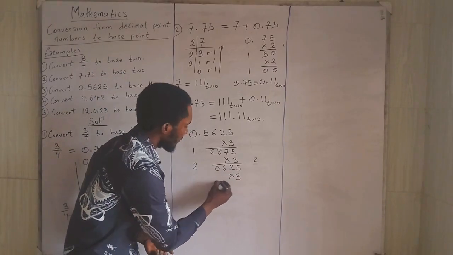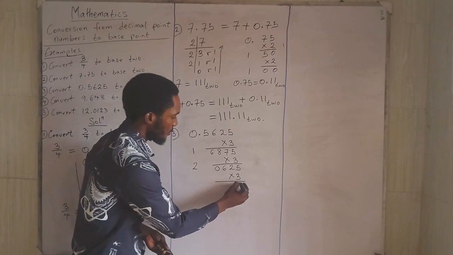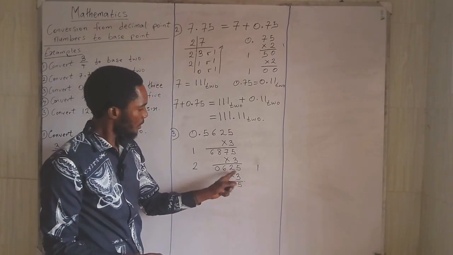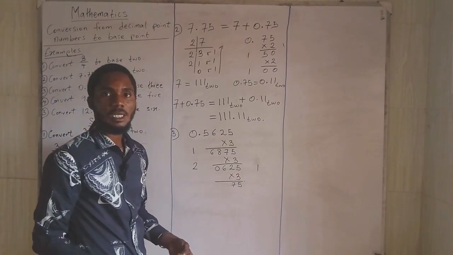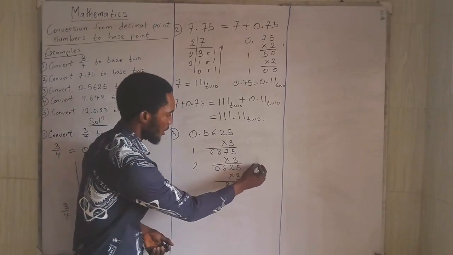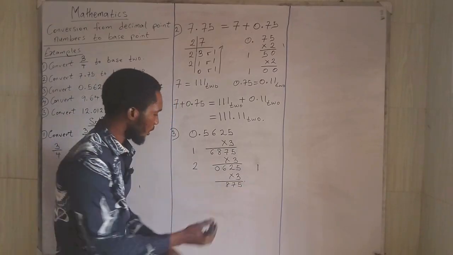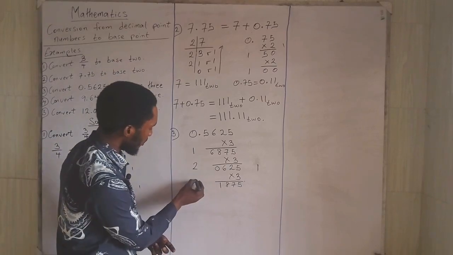Multiply by 3 again. 3 times 5, 15. Keep 1. 3 times 2, that is 6, plus 1, 7. 3 times 6, 18. Write 8. Keep 1 again. 3 times 0, that is 0, plus 1. We don't have anything remaining, right? This should be 0.